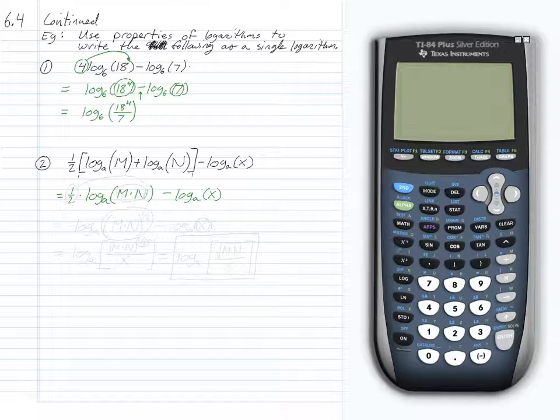Now again, I notice that my first logarithm in the second line has a factor of 1/2. So, as before, I can pull that 1/2 in as an exponent on the product inside the parentheses. So, the first term can be written as log base a of m times n to the 1/2 power minus log base a of x.